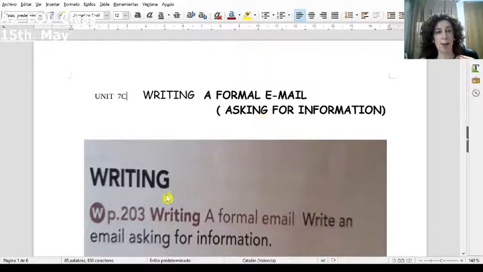Then it says writing. You have to go to your writing bank. It's in your book, page 203, focusing on writing a formal email. Write an email asking for information.